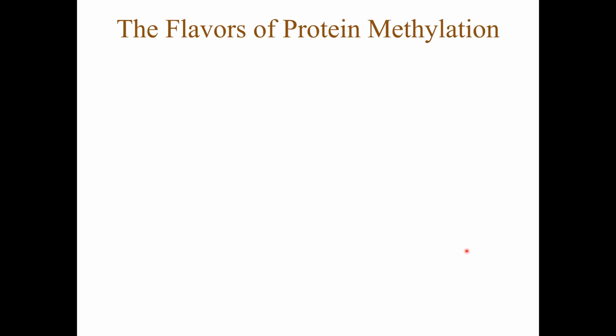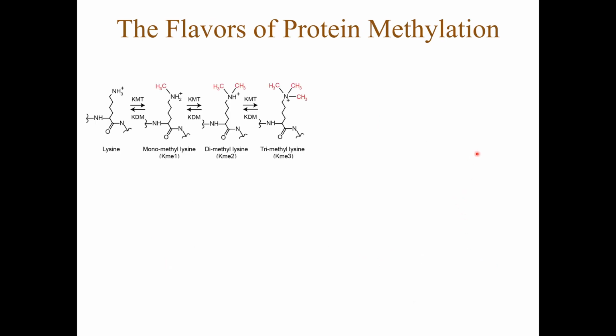And there are many different flavors of methylation in proteins. So one of the most studied is methylation of the amino acid lysine. And here the amino group in the side chain can accept 1, 2, or 3 methyl groups, yielding mono-, di-, and trimethyllysine. And these methylations are also reversible. So you have these demethylating enzymes that can remove them.